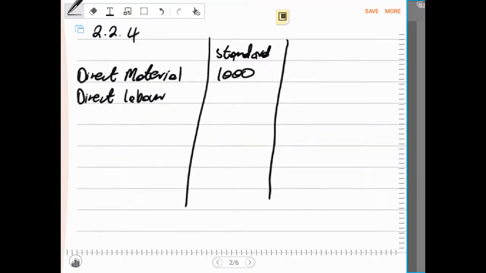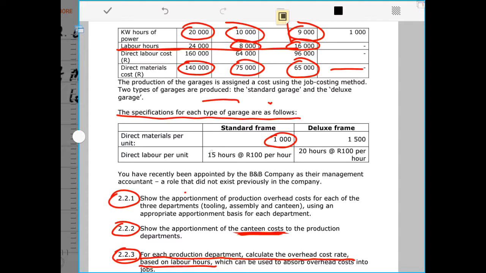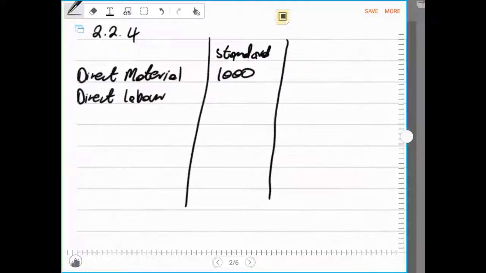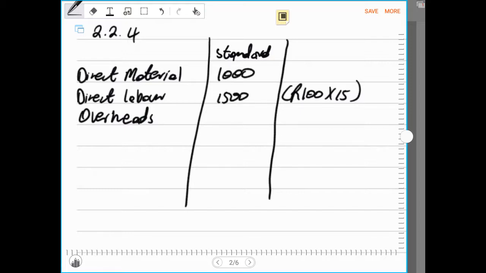And the cost of labor will be 15 by 100. It will give us definitely 1500, because employees are paid 100 rand and it takes 15 hours to complete the job. Then after, we have overheads. Our overheads, remember, they go through the two departments. We have overheads that are coming from the tooling department. We have overheads that come from the assembly department.